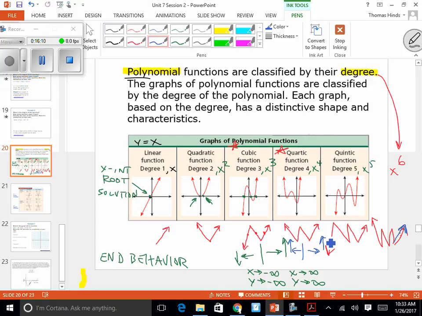The general rule will be this. If it's an odd one, on the left side the y is always going to go down, and the right side is always going to go up. If it's an even one, on the left side the y is going to go up, and the right-hand side is also going to go up. So there's not a lot of choices out there. Your job is just to know, okay, well, what do you ask me?